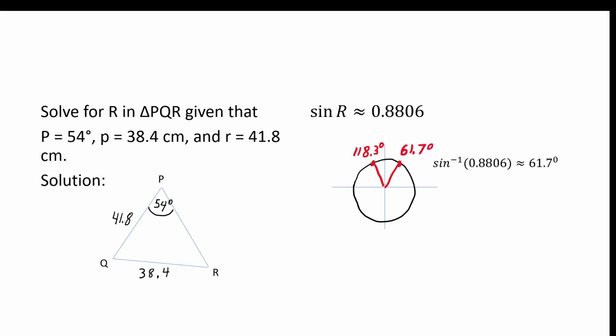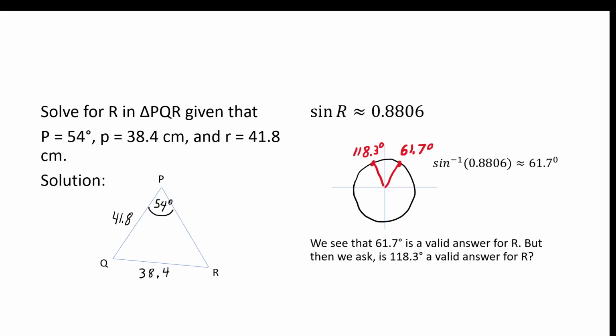But what about that second possibility of 118.3? Because we know from our discussions about solving for angles that if sine theta is 0.8806, then theta might be 61.7 degrees, but it also might be 118.3 degrees. Can we put a 118.3 degree angle there for r? And the answer is simply yes, we can. Because 118.3 degrees plus 54 degrees is less than 180 degrees, leaving us with a little bit left over for angle q. It's a possibility.